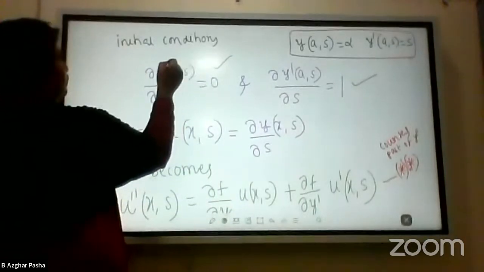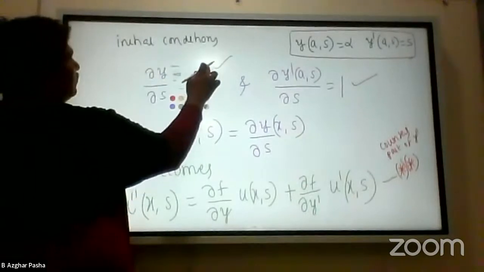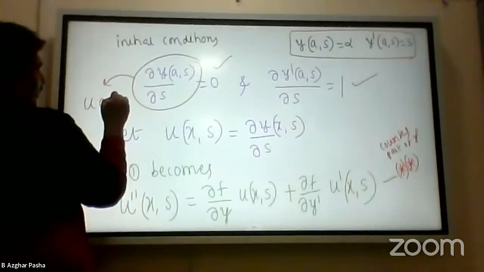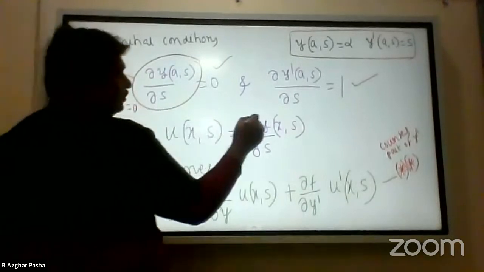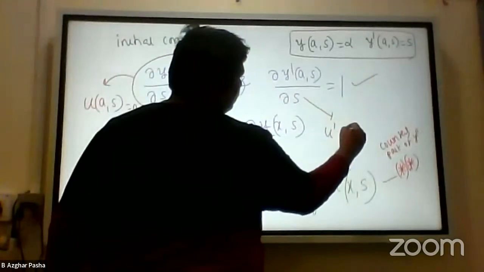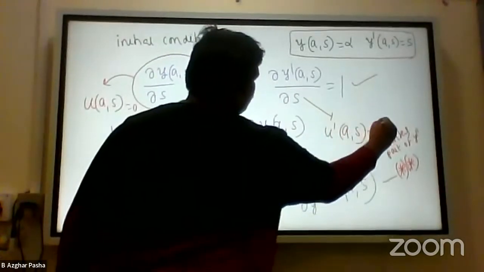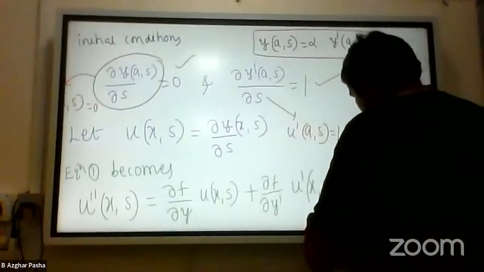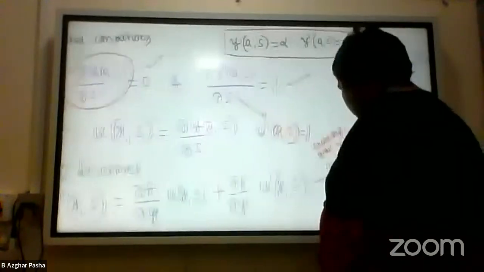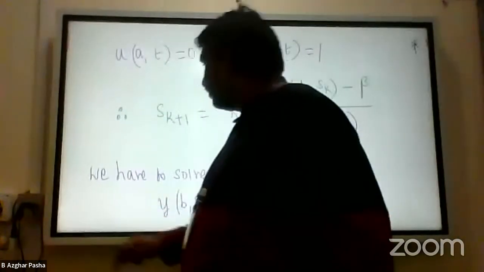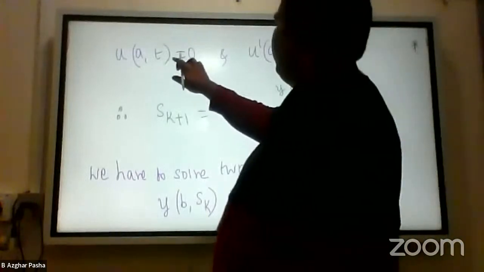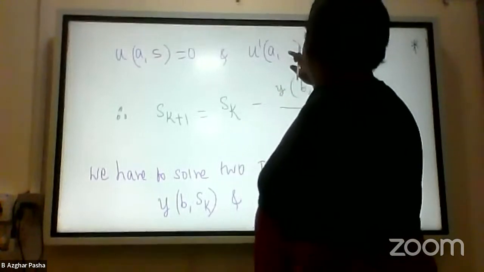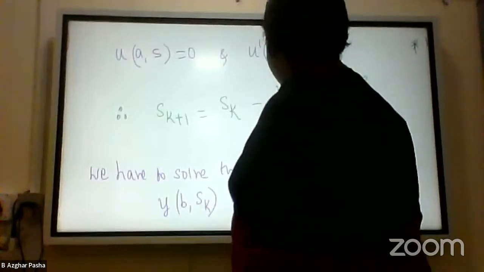This is u. This part is u: u of a comma s is equal to 0, and this is u dash: u dash of a comma s is equal to 1. I have an initial value problem in u with conditions on u like this. It's not t, it is s. u of a comma s is equal to 0 and u dash of a comma s is equal to 1.